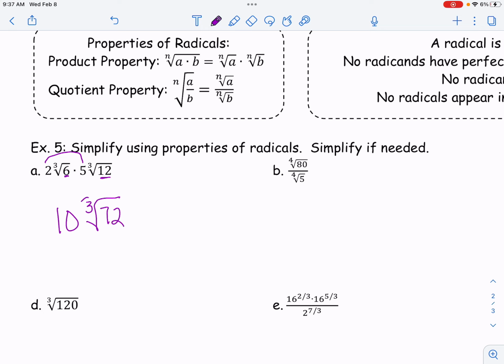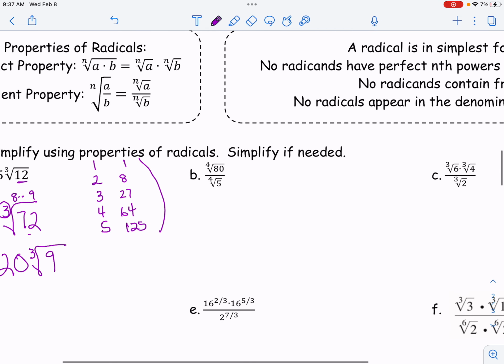I need to think of a perfect cube number that goes into 72. So our lowest perfect cube numbers, we can make a list right here: 1 cubed is 1, 2 cubed is 8, 3 cubed is 27, 4 cubed is 64, 5 cubed is 125. Well, what is the smallest number that goes into 72 out of this list? That would be 8. So 8 times 9. So the cube root of 8, that's 2. 2 times 10, that's 20. And this is what you have left.